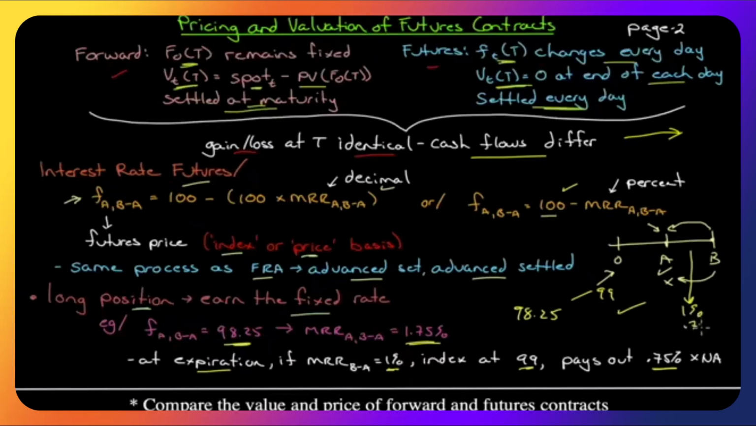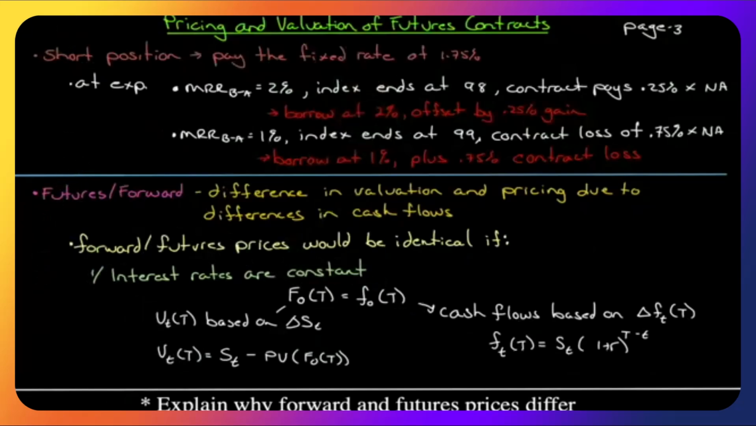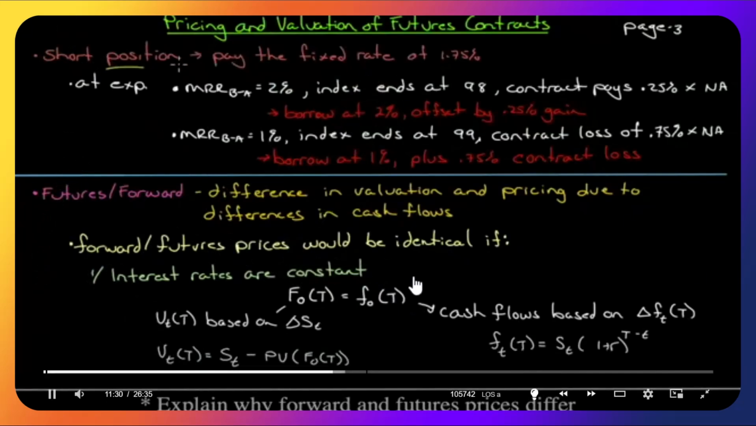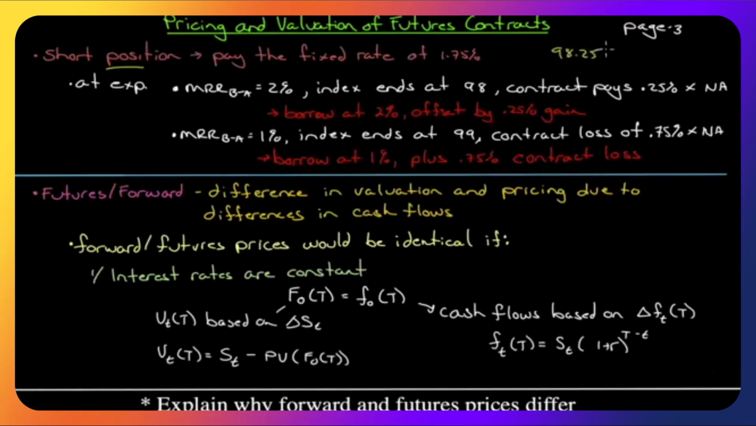However, the contract paid 0.75, so we actually get 1.75%. We earn the fixed rate. Let's look at the short side now. So let's take a short position on that interest rate futures contract. The price was 98.25. When we have a short position, we end up paying the fixed rate of 1.75%.